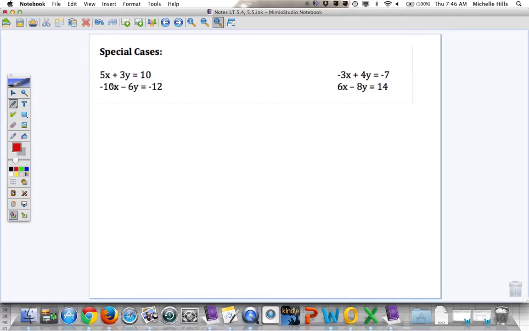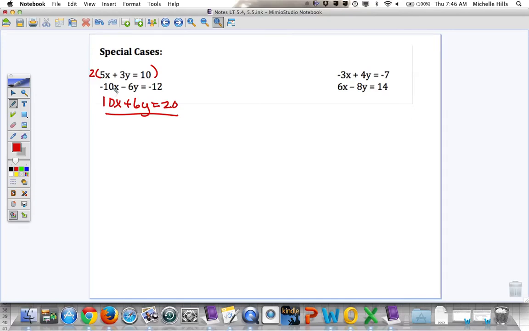Again, I don't have opposites because if I add these together, I don't eliminate any of my variables. But what I notice is 5 goes into 10. So if this is already a negative 10x, if I multiply the first equation by 2, I'm going to have a positive 10x. So 10x plus 6y equals 20 is what I changed the first equation to.